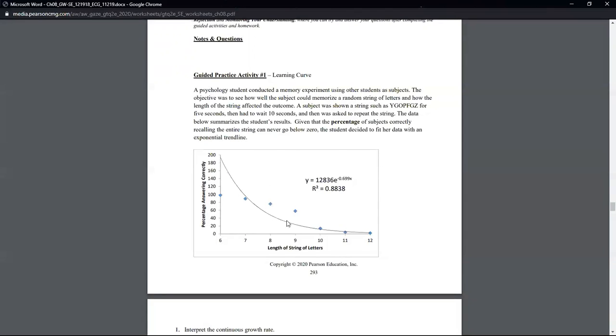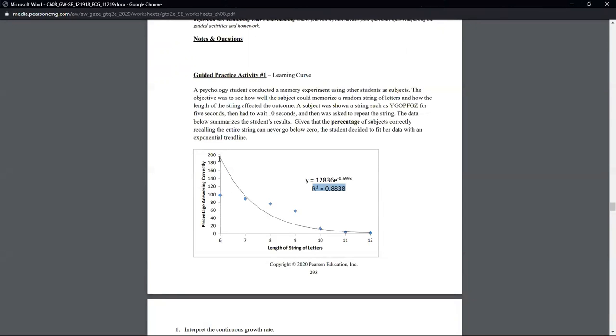But even then, it doesn't look like it fits that well. But in actuality, because it predicts these later 3 pretty well and at least one before, this R squared is 88%. 88% of people being able to remember these is correlated to the length of string of letters, or is attributed to.